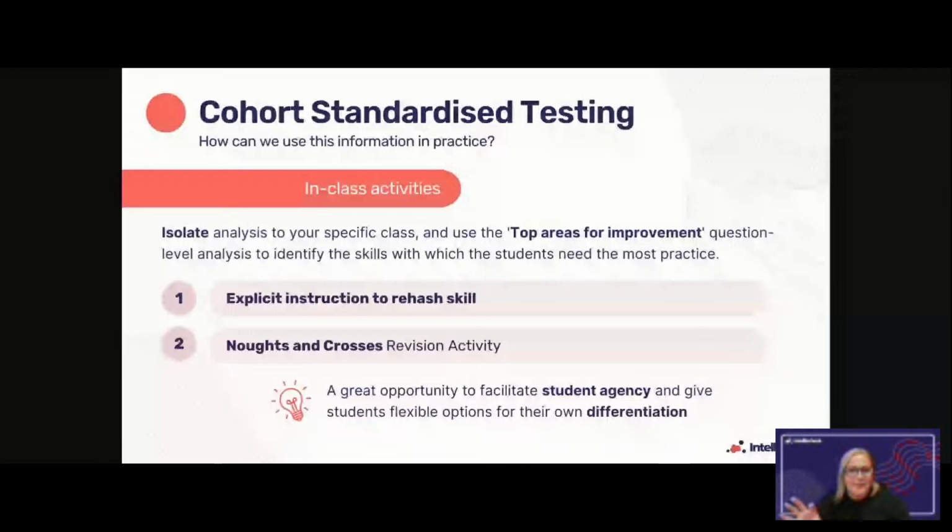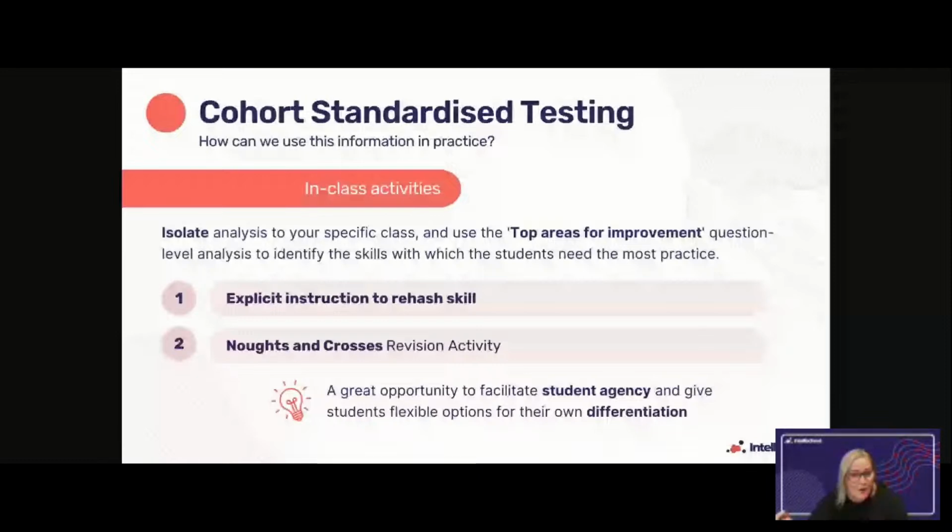Firstly, I would make sure that I isolate the analysis to my specific class. So I'm thinking with my classroom teacher hat on here, I'd be using that section underneath the stacked bar charts, top areas for improvement, where it's identified what are the top 6 skills in each of those different subtests where the kids need the most work. With a little bit of help, they will be ready to master that skill next. You know your students best. So it could be that what I've listed here as number 1, I would like to spend some time to actually explicitly go back over that particular skill.